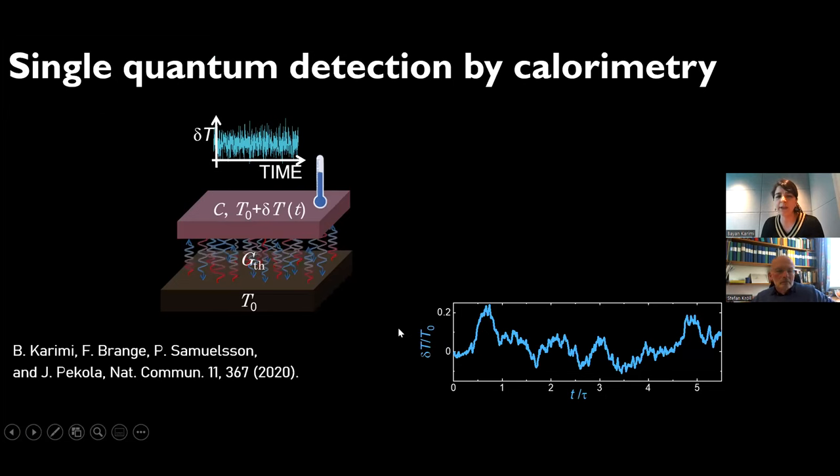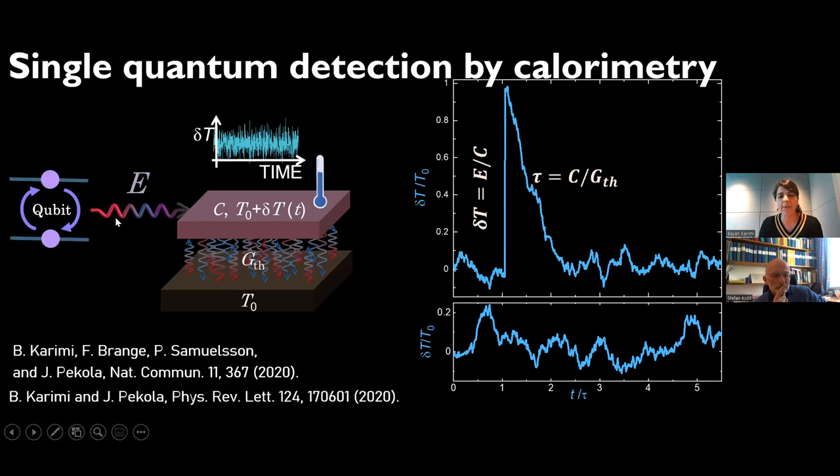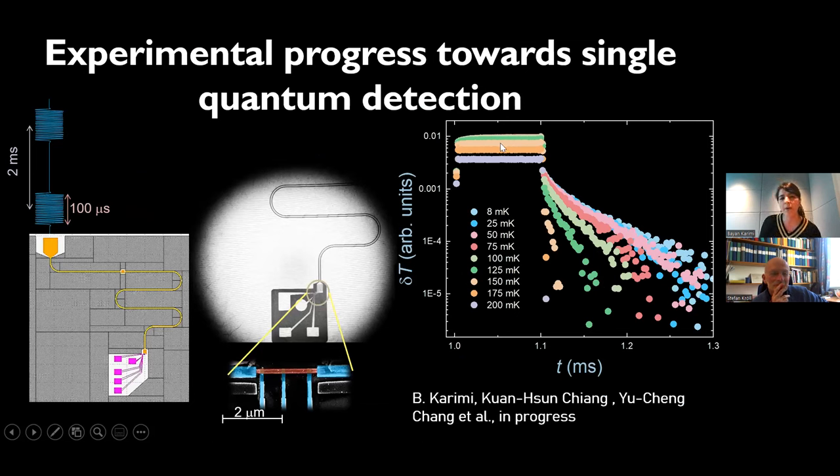Here we can see the simulation of this detector, which is based on the electron-phonon coupling. If we apply, for example, releasing energy from a qubit to this, so we have 1 Kelvin here, we have a signal to noise ratio of 10 that one can see here, and it can be very visible. So now we are at the stage where we try to see how our detector works in the real setup.